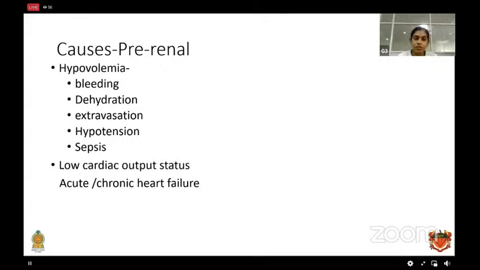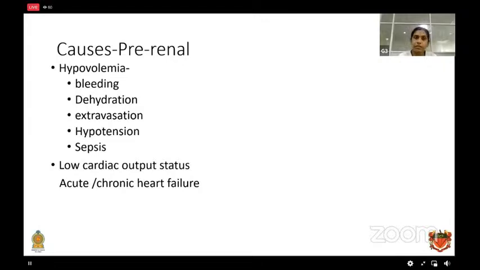Then cardiac issues, like a low cardiac output state, obviously with heart failure or any other complicated cardiac conditions. Maybe a fixed cardiac output state like aortic stenosis. Those things can cause renal impairment. There's a thing called kidney-heart crosstalk. If the heart gets affected, there's a direct effect on the kidney. So those are the pre-renal causes.